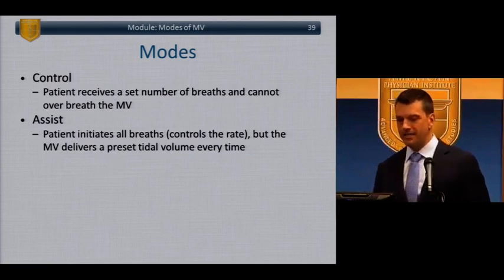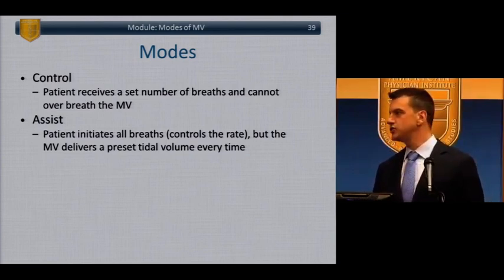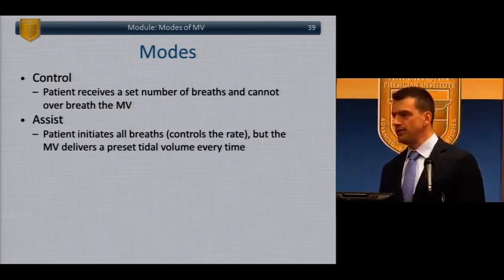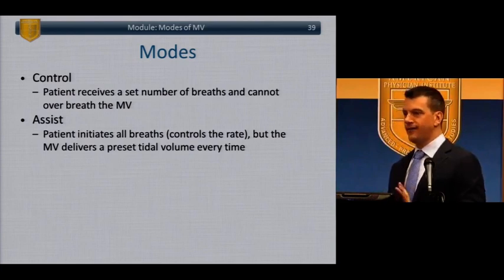Again here, the patient initiates all breaths. They control the rate. But the mechanical ventilation delivers a preset tidal volume every time. So you say, I want you to give a 500 cc breath. Every time they initiate, they get a 500 cc breath delivered by the ventilator.